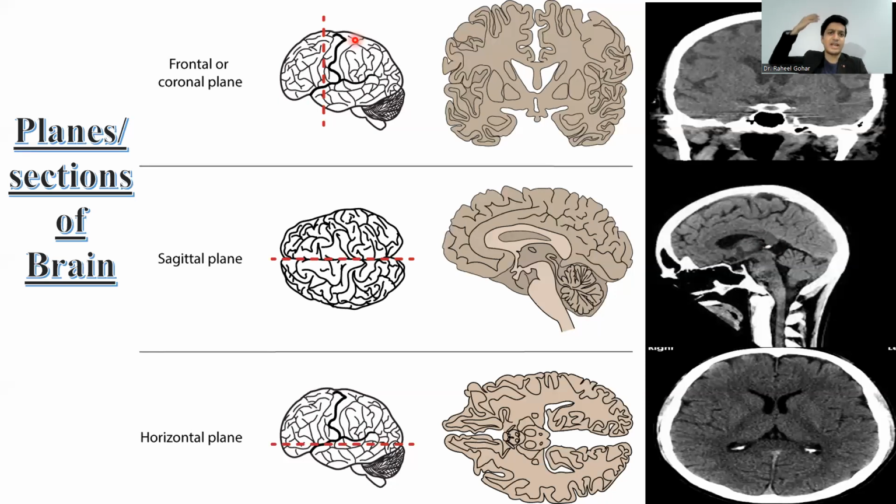Finally, the coronal view we have cut in the AP direction, and now we are seeing from the front side. So these are different sections, different planes, and usually we get to see the axial sections, which you can see here in this picture.